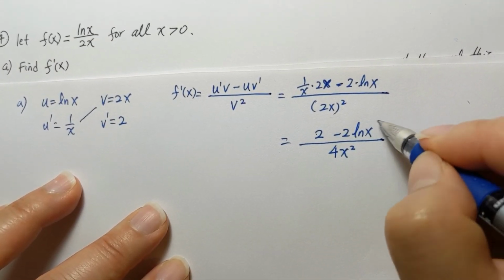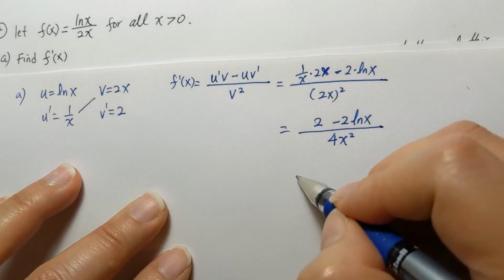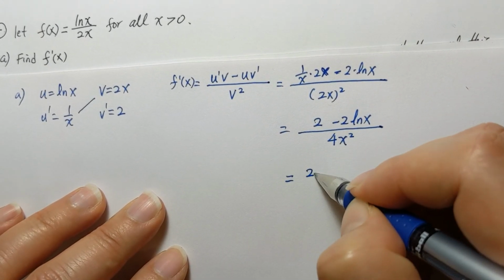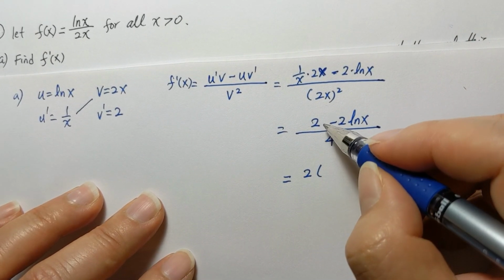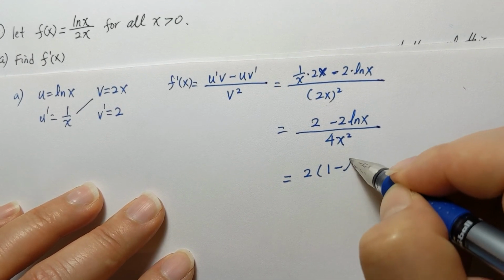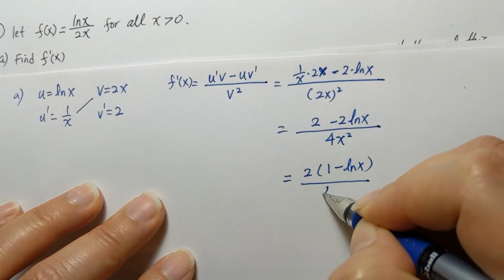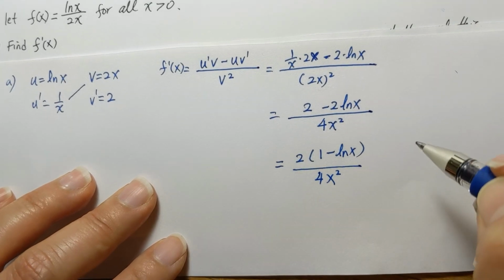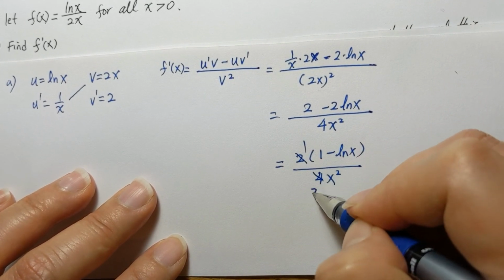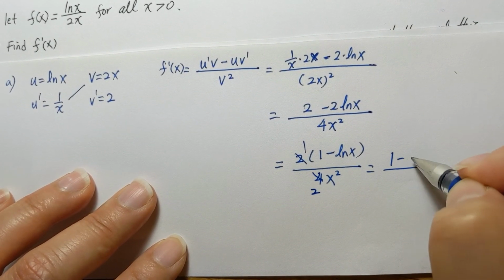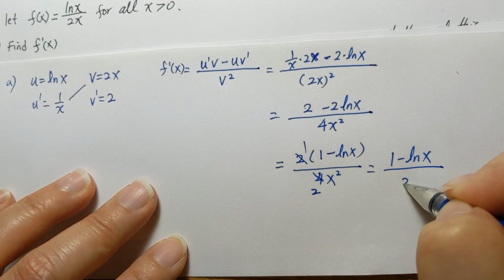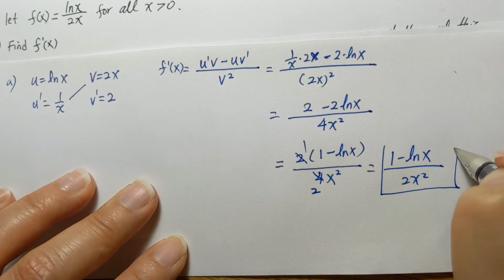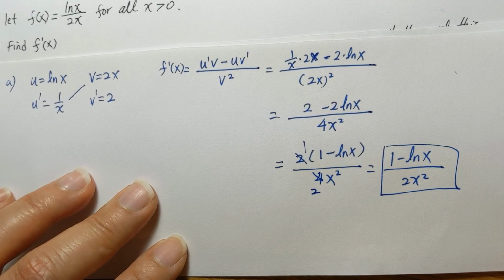So this is already the answer. If you want to, you can factor out the 2. So you're going to have 1 minus ln x over 4x squared, and then you simplify. So you get 1 minus ln x over 2x squared. So this is going to be the answer for part A.